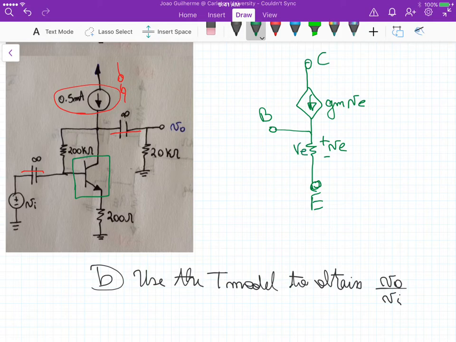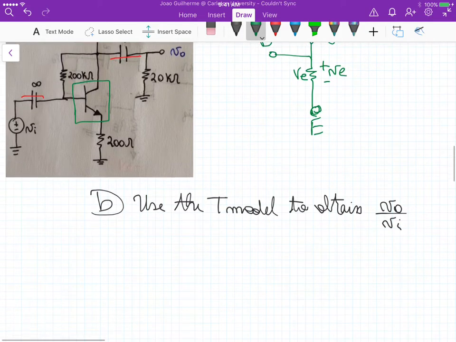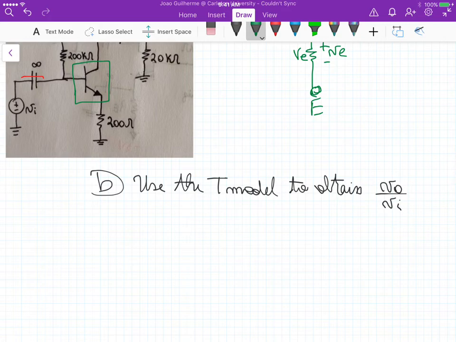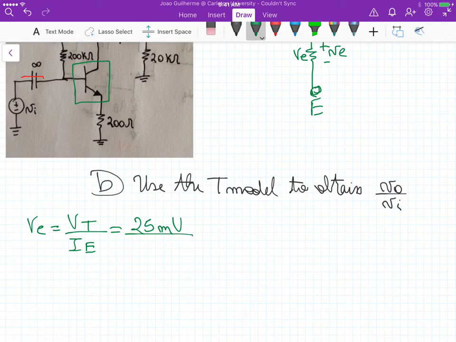For these parameters, we know that RE is equal to the thermal voltage. I'm confusing it with the T from MOSFET. So it's the thermal voltage, capital T, divided by the emitter current, and that's equal to 25 millivolts divided by the emitter current, which is 0.5 milliamperes, and that gives us 50 ohms.